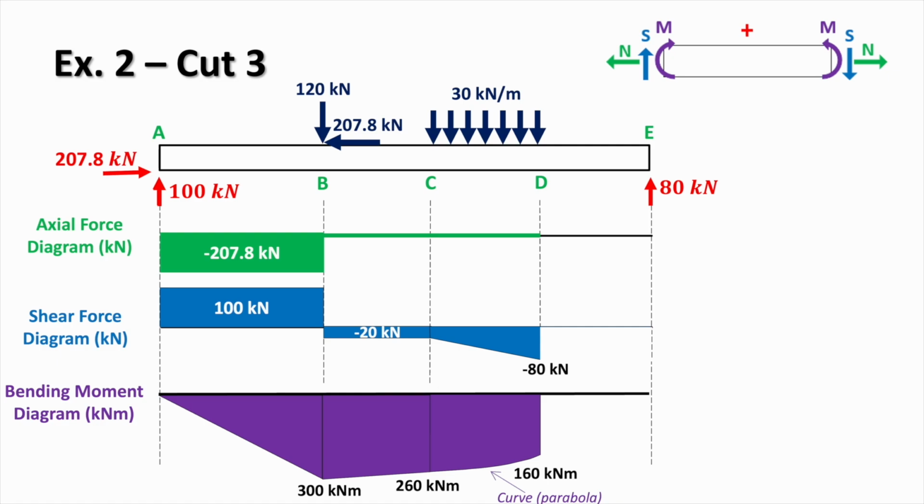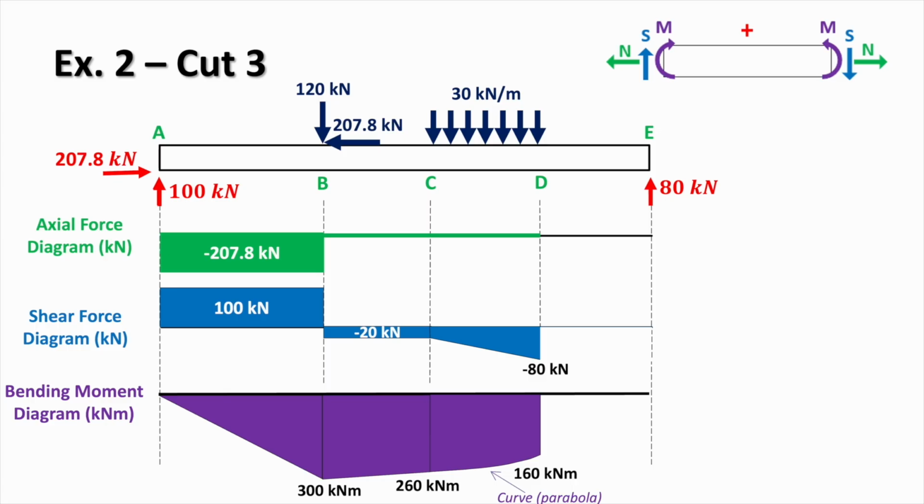Unlike in previous sections, the shear force is no longer constant. It decreases linearly from minus 20 kilonewtons at C to minus 80 kilonewtons at D. The linear variation is due to the uniformly distributed load acting on this region. The load is applied continuously, so the shear force changes continuously along the beam.